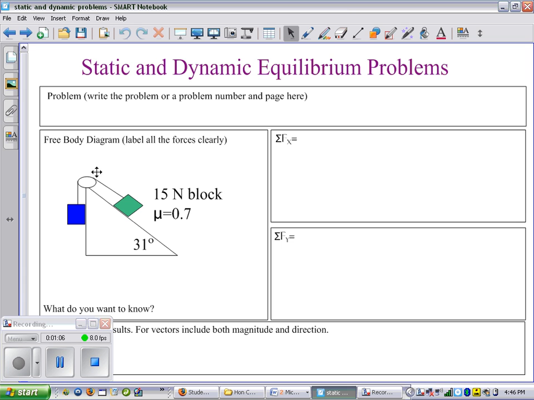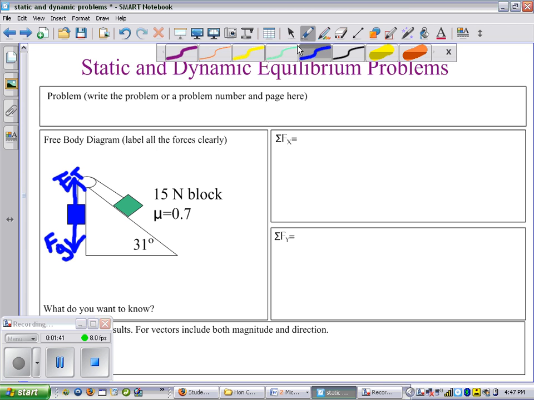The first thing we have to do is draw a free body diagram. The forces on the hanging block will be force of gravity and force of tension. I'm going to get a narrower pen.